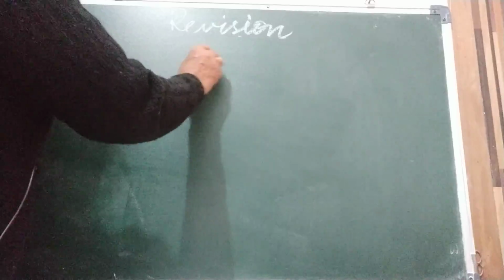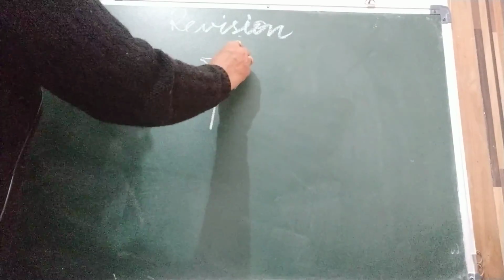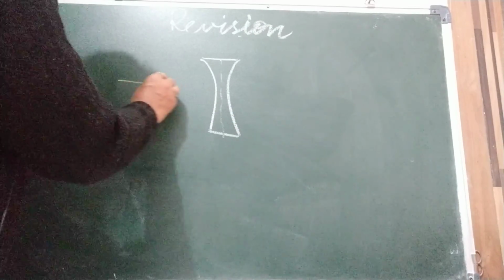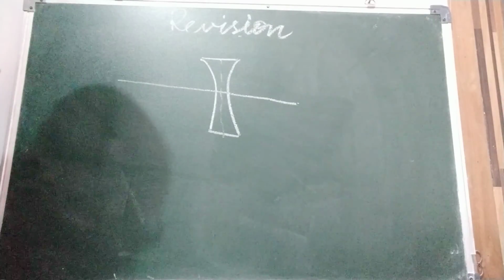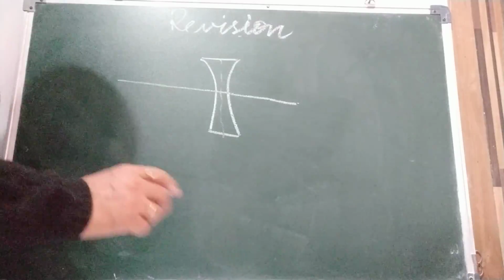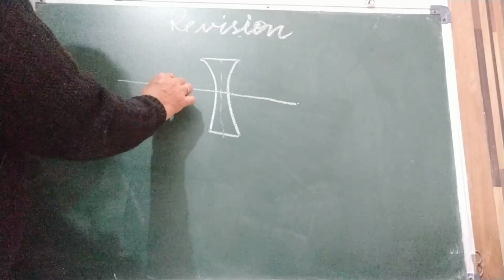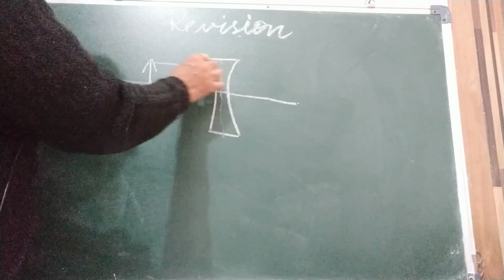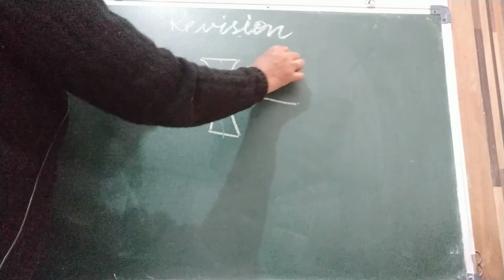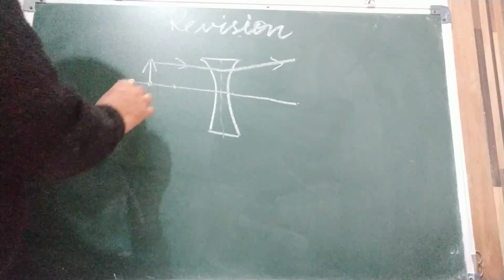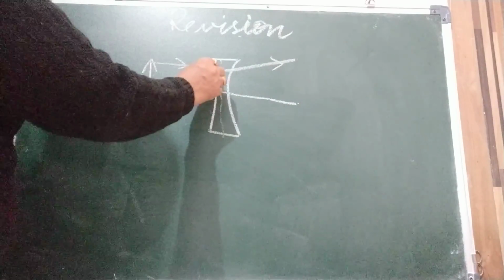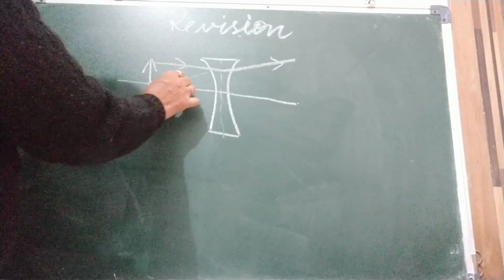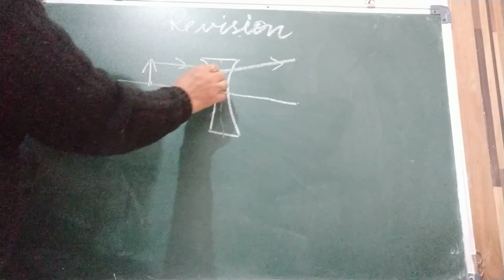Next we are coming to the concave lens. Children, as we know, a concave lens is a diverging lens. Wherever we keep the object, after refraction the rays will diverge, and it seems this ray is coming from the focus.